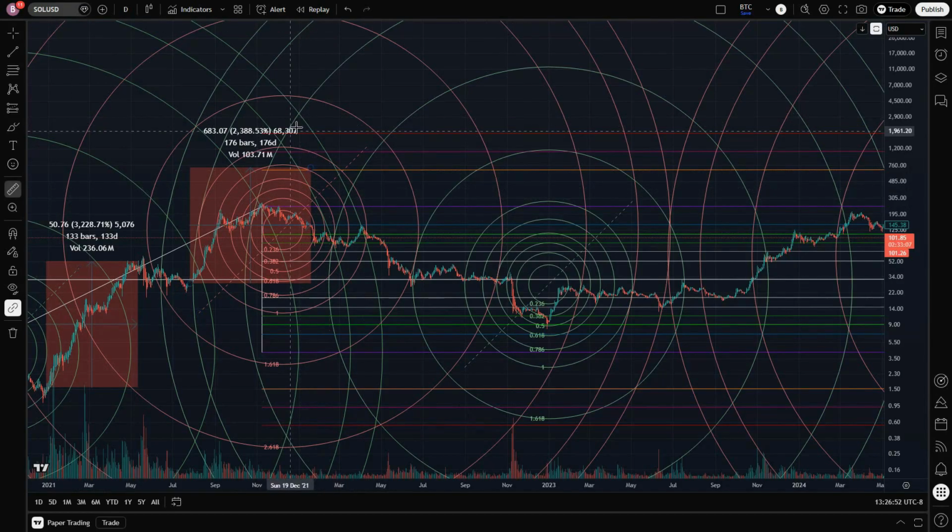Let's check our work again. So let's take a time measurement from the middle of this ring, which is basically the all-time high, okay?